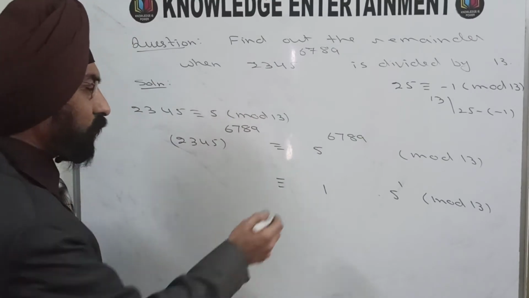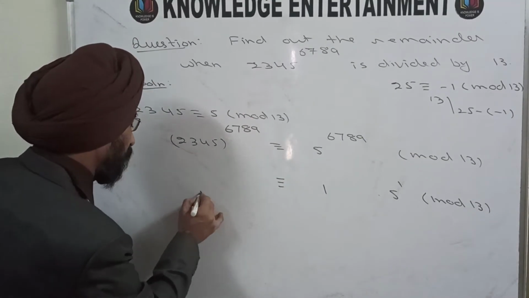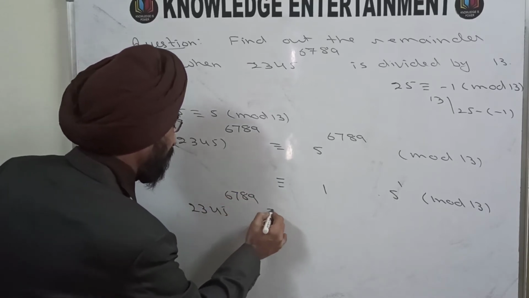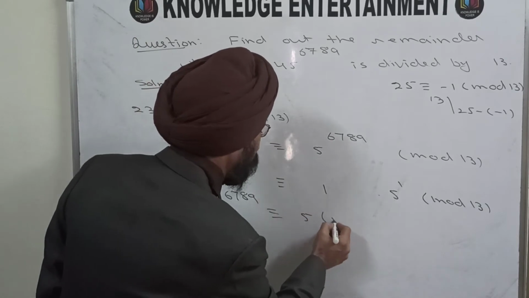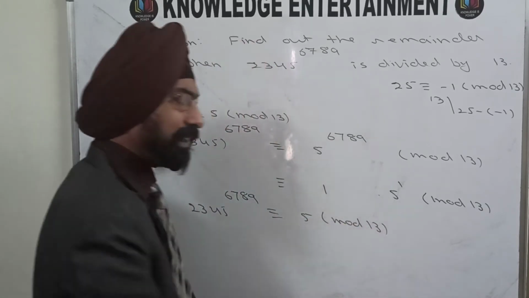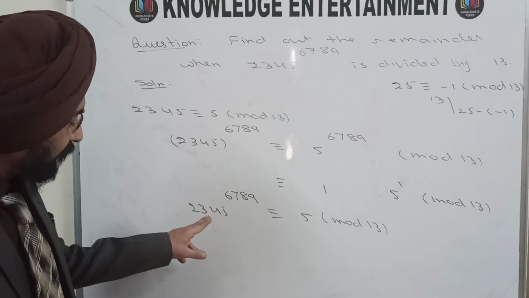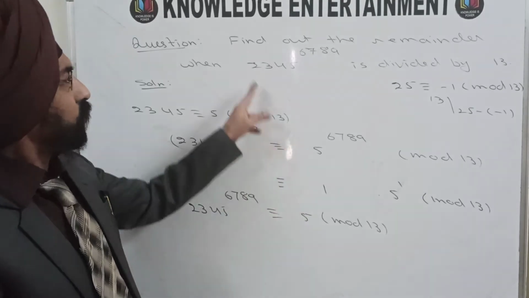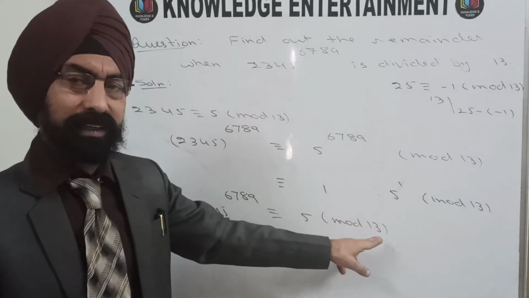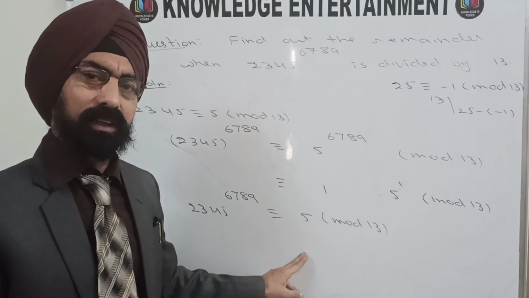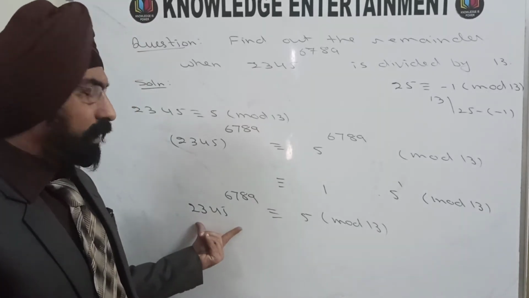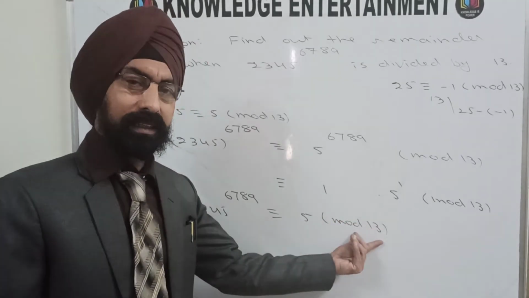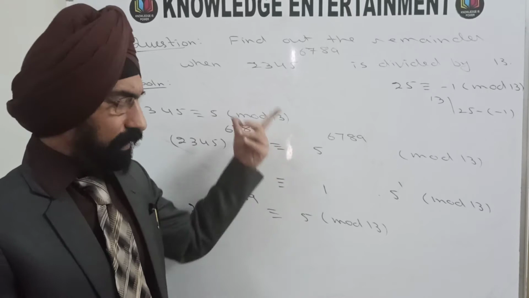And what you are going to get on the right hand side, the left hand side is your 2, 3, 4, 5 raised to the power 6, 7, 8, 9 is congruent to 5 modulo 13. And that means if you divide this quantity by 13, the remainder you are going to obtain is 5. And that is your question: find out the remainder when this quantity is divided by 13. So your answer is 5. So the remainder when 2, 3, 4, 5 raised to the power 6, 7, 8, 9 is divided by 13 is 5.